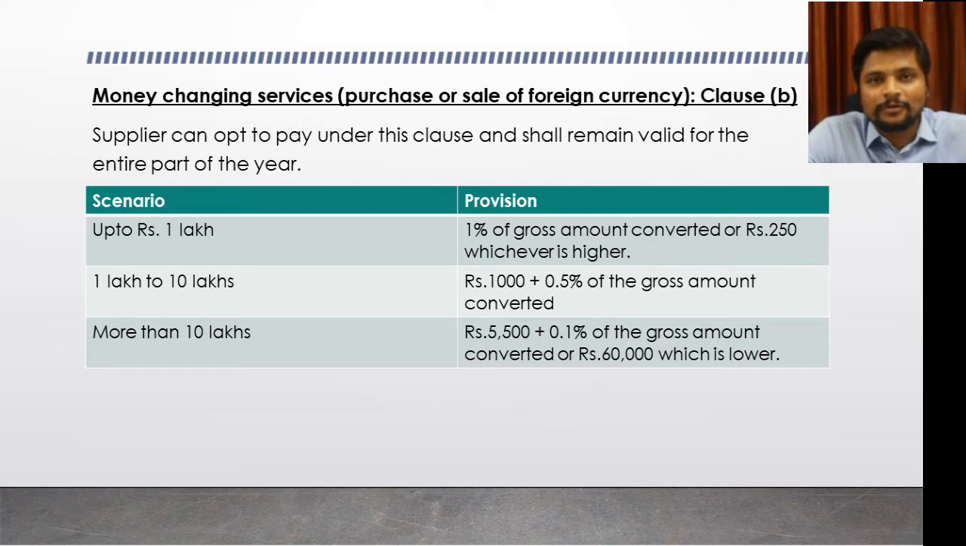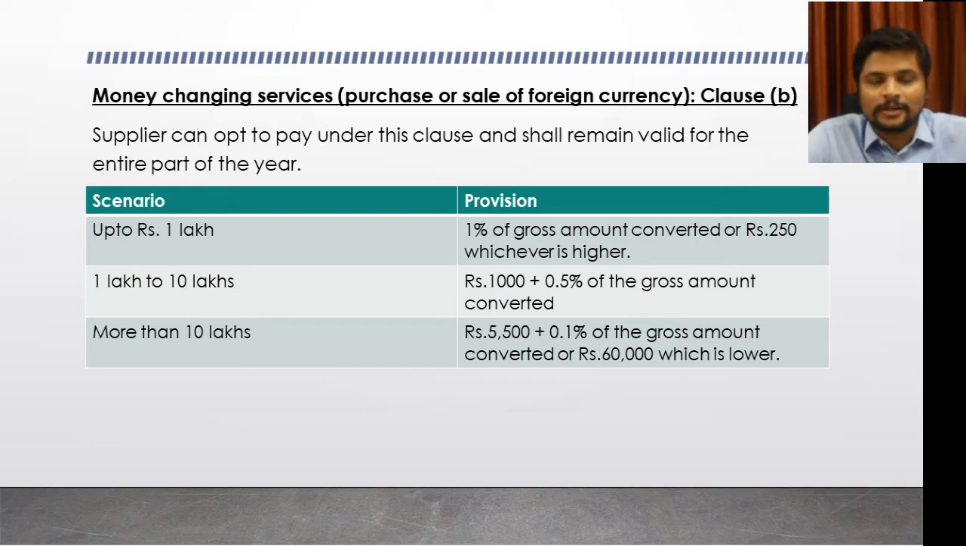How is the valuation to be done under clause B? Again, there are three scenarios. First scenario, up to rupees 1 lakh. If the transaction he is undertaking is up to rupees 1 lakh in INR, then 1% of the gross amount converted or rupees 250, whichever is higher, has to be taken as the value for this particular scenario.